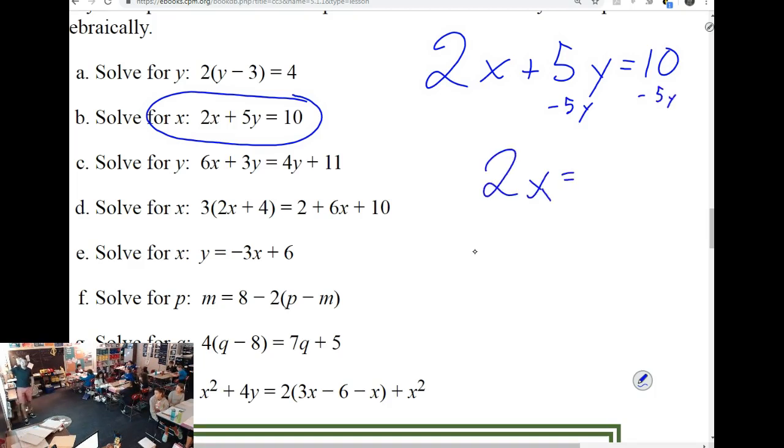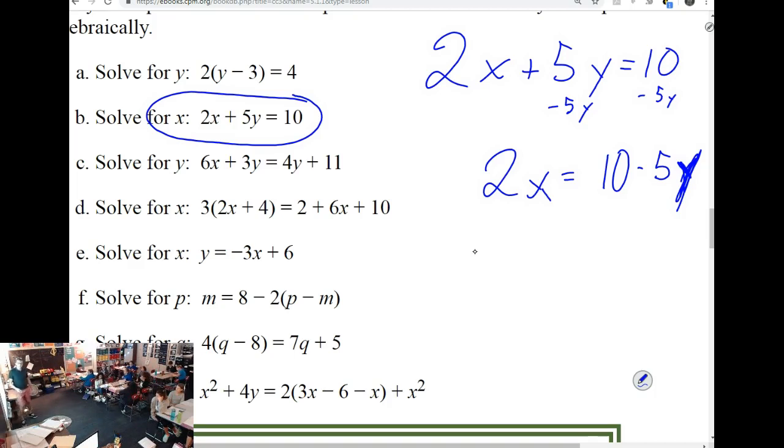2x equals 10 minus 5y. Not x, y. Then what do I do? Divide, right? Get rid of that 2, divide by 2. So if we're trying to solve for a different variable, we just let that variable keep the side.